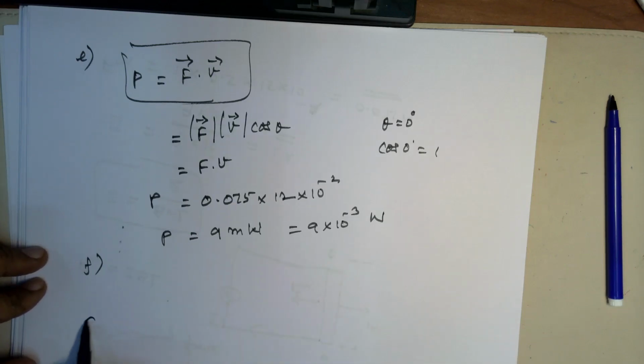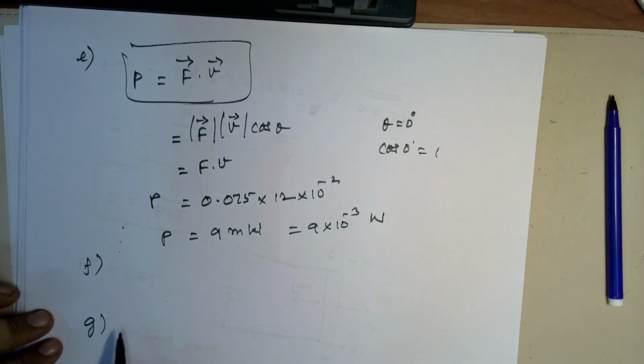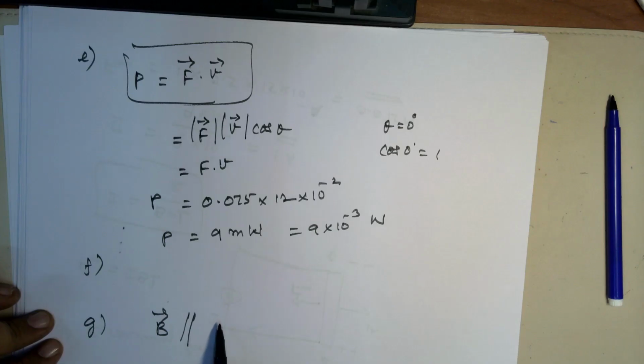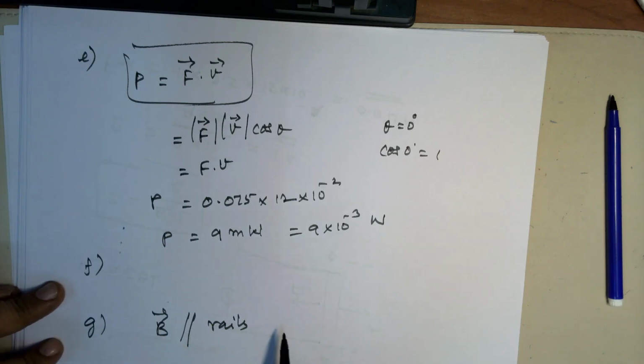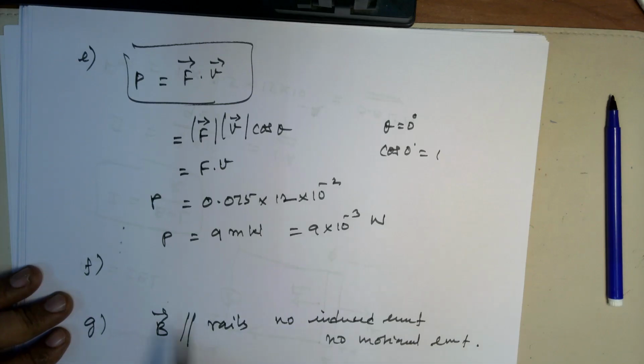I moved to the G. Anyway, let me complete that one. So the B vector is parallel to which vector? The rails. Parallel to the rails means definitely no induced EMF. So no induced EMF, that is no motional EMF. It means it is zero.